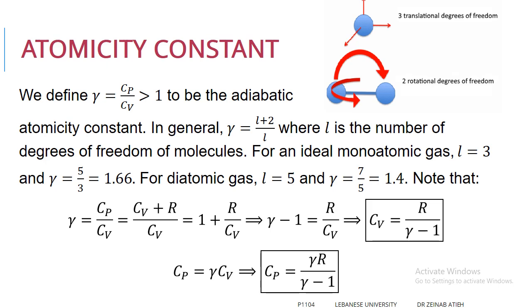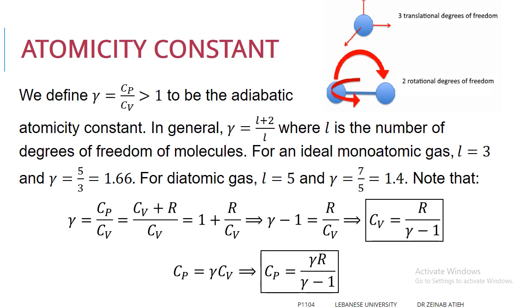I've explained the atomicity constant. As you can see, it's a constant which will appear in our equations. It's equal to Cp over Cv. It's always greater than 1. I've related gamma to Cv and Cp. As you can see, Cv is equal to R over gamma minus 1 and Cp equals gamma R over gamma minus 1. So I've passed through the previous slides rapidly.